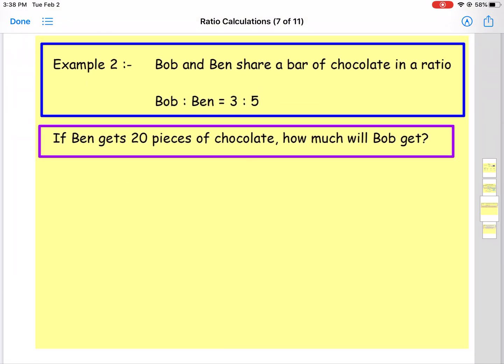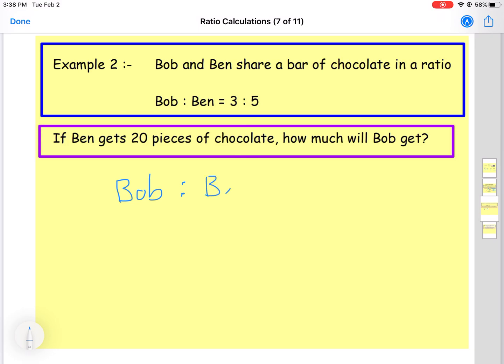Bob and Ben share a bar of chocolate in a ratio Bob to Ben 3 to 5. Might just have been a coincidence that one of them gets some more. That's how they've decided to share it. Not exactly fair, but that's how they've decided. So it's Bob to Ben. Bob gets 3 and Ben gets 5. So if there was one chocolate bar, and there was 8 pieces, Bob would get 3 of them, Ben would get 5 of them. So again, we'll set out the calculations in a little process.